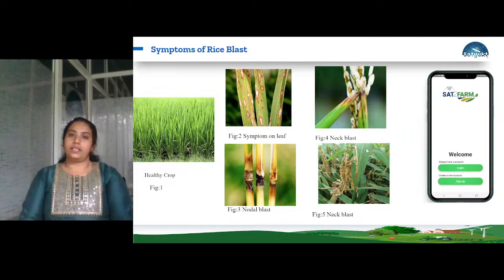If the neck region is infected at the milky stage, we can observe that no grain is formed in the panicles. In the later stages, if any grains are formed, they would be of poor quality.